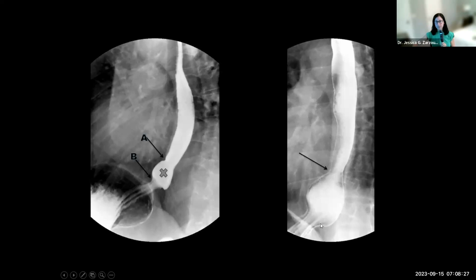Over here, we see the B ring. So this is the level of the hiatus. We can see this pinch as the gastroesophageal junction courses through the diaphragmatic hiatus. And this is important to designate because we don't want to confuse this with a hiatal hernia. This is just an esophageal vestibule, and so it's important to correctly identify where the gastroesophageal junction is.